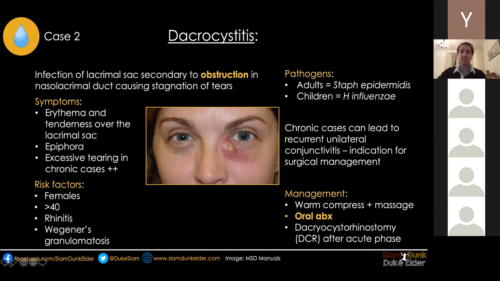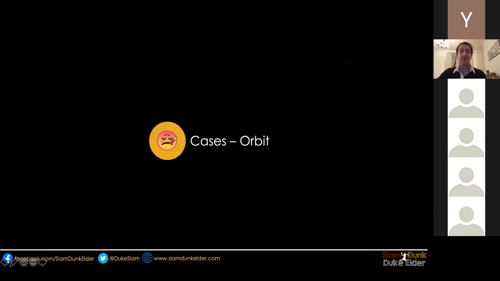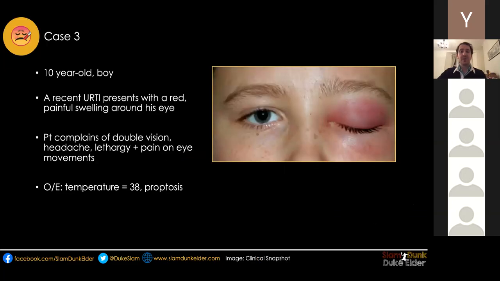So, right, the next part of this case is about the orbit of the eye. So I've got another case presentation. A young boy, recurrent respiratory tract infections, has a unilateral red eye, or red swelling around his eye, double vision, he's lethargic, and he has pain when he's moving his eye. And he's also got a temperature, quite a high grade fever, and proptosis. So that's where your eye is sort of pushed forward.